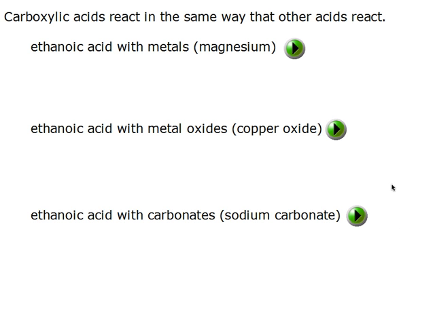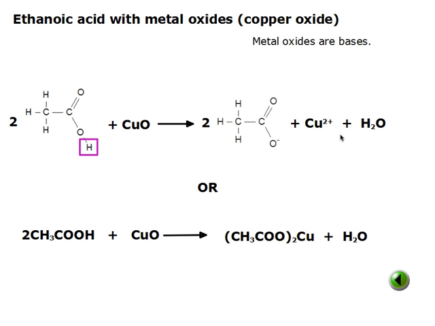If we look at ethanoic acid with metal oxides or metal hydroxides, just remember that metal oxides and metal hydroxides are bases. So this is an acid-base reaction. Okay? When we've got an acid-base reaction, we end up with a salt and water. It's a neutralisation process, so water is produced. So we end up with, in this case, copper ethanoate and water.